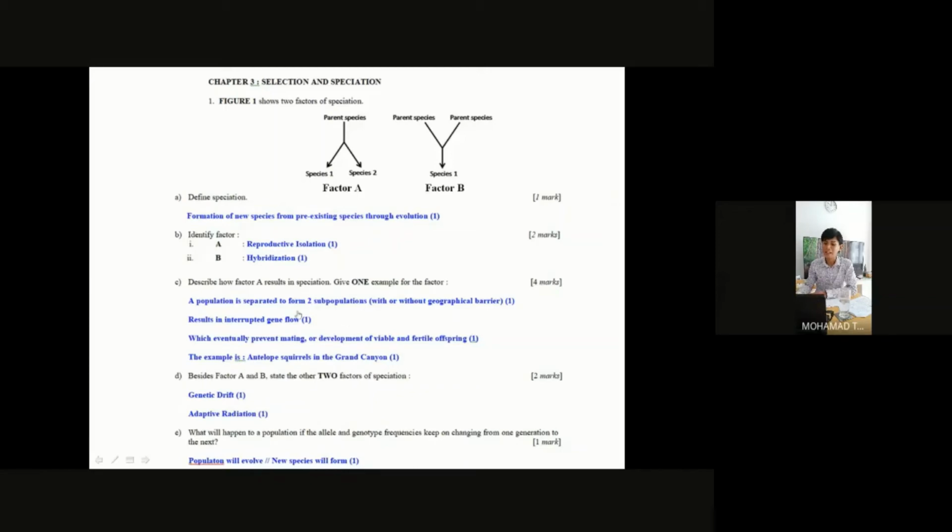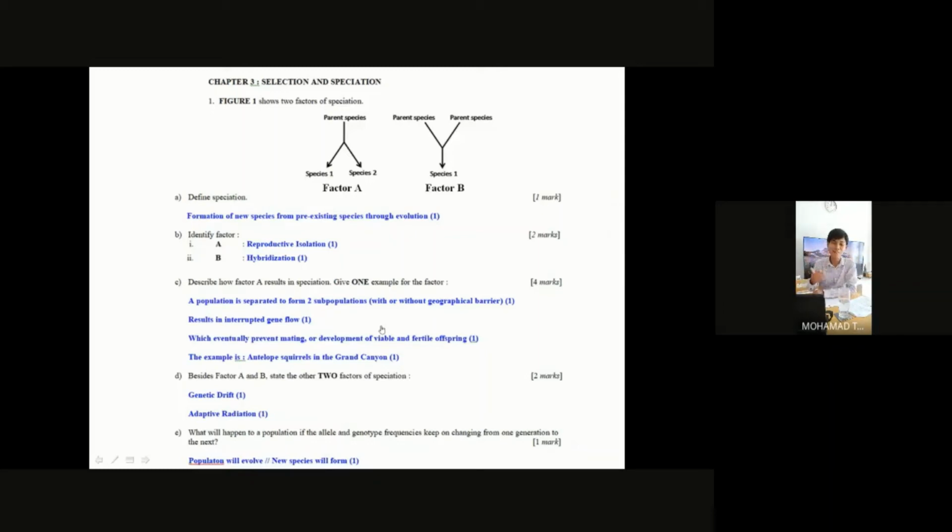For the explanation, and then give one example of the factors. So just now saya bagi dua example kan, antelope squirrels dekat Grand Canyon, and also apple and also Photon magpie. So itulah saya cakap tadi. Bila belah kiri tak boleh jumpa belah kanan, belah kanan tak boleh jumpa belah kiri, jadi berlaku interruption of gene flow. So jadi the population no longer acts as a single unit. So there are two separate units. So jadi random mating can no longer happen.